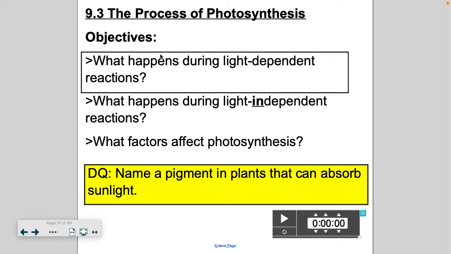And so we are going to break it up into three parts. Today's part is going to focus on light-dependent reactions, what happens there. And then in a different lecture, it will talk about what happens during light-independent reactions. And then we will talk about factors that affect how fast photosynthesis occurs.